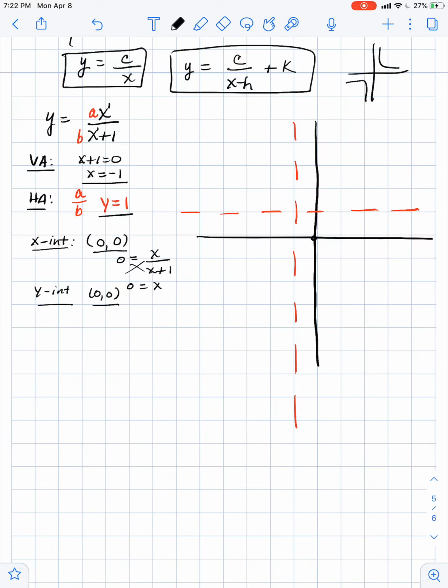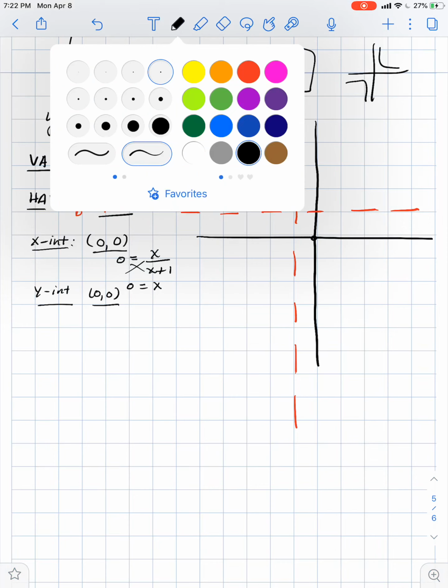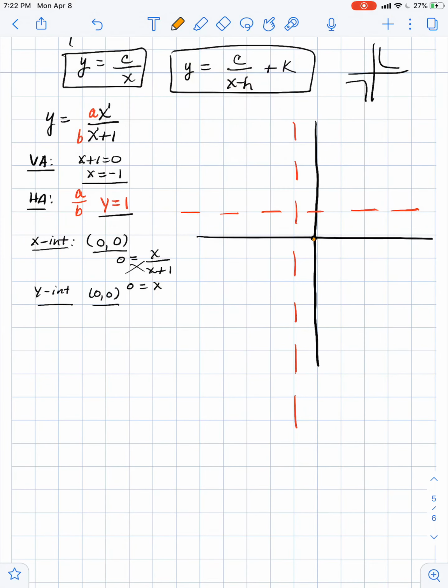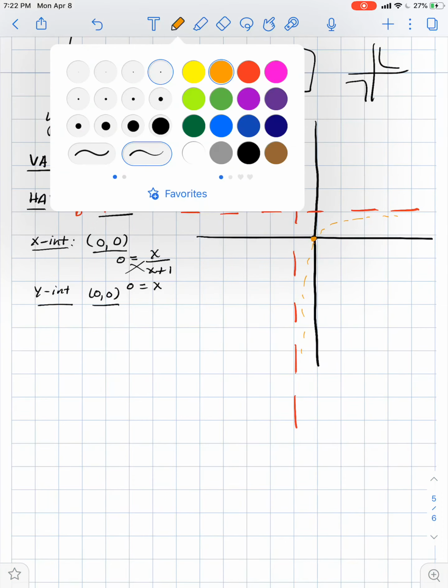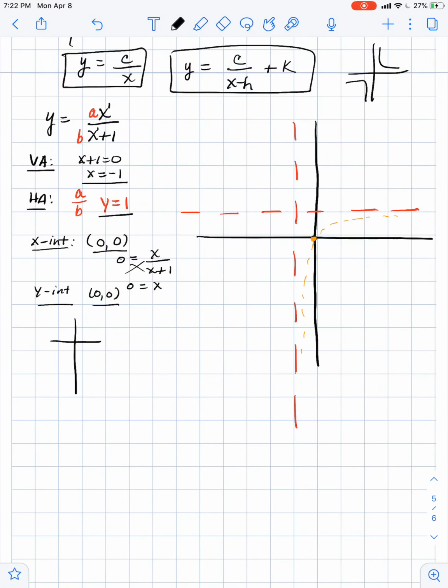Okay? So let me use a different color here. Let's do orange, just so you guys can see that orange. Okay, so now that's just what I know so far. We're going to assume it's going to look like the others, in which it's just going to kind of come in here. Okay, but let's just double check it. So real quickly, let's just do a t-table. And let's put some points in. So I already have 0. Let's put 1 in. So I would have 1 over 1 plus 1, which would be 1/2. So at 1, I'm at 1/2.